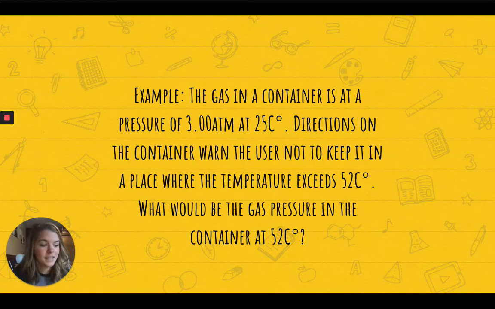The gas in a container is at a pressure of 3 atm, or atmospheric pressures, at 25 degrees Celsius. Directions on the container warn the user not to keep it in a place where the temperature exceeds 52 degrees Celsius. What would be the gas pressure in a container at 52 degrees Celsius? Let's go over to our whiteboard.